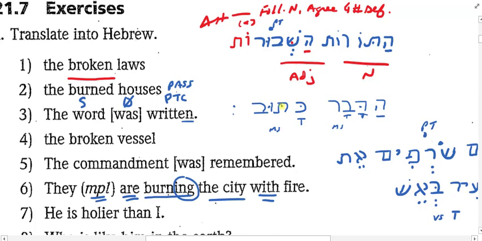Okay, and that means that someone else wrote it. You see, whatever passive participles are describing, those things are not doing the action, but rather the action has been done to whatever it describes. So if you look at the broken vessel, is that a passive participle? Is the vessel breaking anything? No. Rather, someone has broken the vessel. Okay?